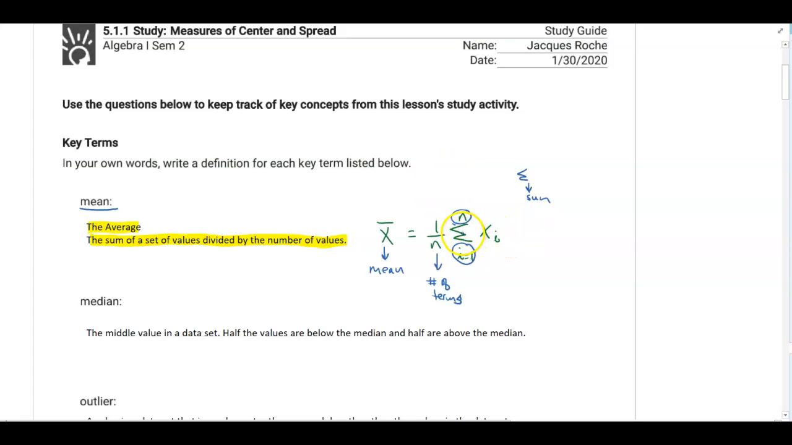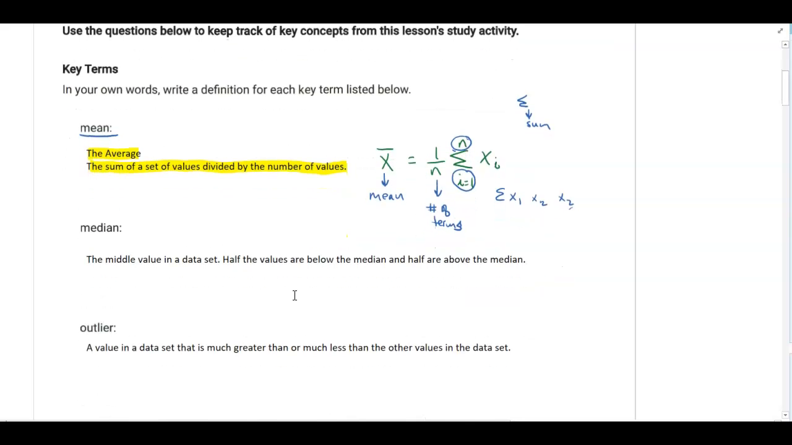X sub i is telling you you're adding all of the terms together. So it would be like the sum of X sub 1, X sub 2, X sub 3. All these values that we're adding represent X sub i. And we'll talk about that a little more in some examples.